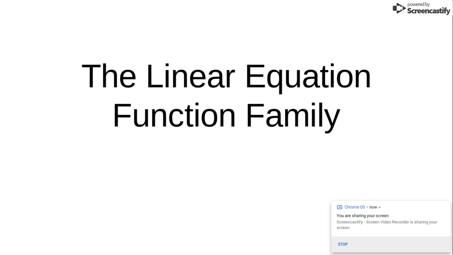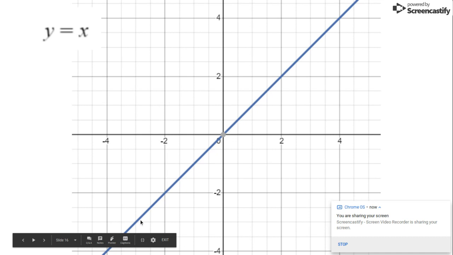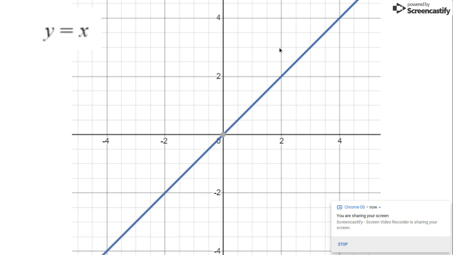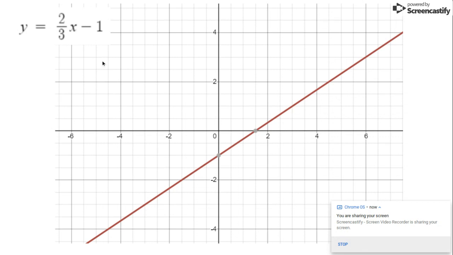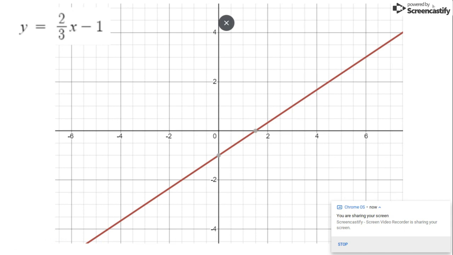The parent function for all linear equations is y equals x. Notice that all linear equations will be straight lines. So here we have another example of a linear function, and the slope is 2/3. So if you want to count it here, you can see that it's up 2 and over 3, and the y-intercept is -1. Notice that this graph goes forever to the left, and it goes forever to the right. It goes forever up, and it goes forever down.